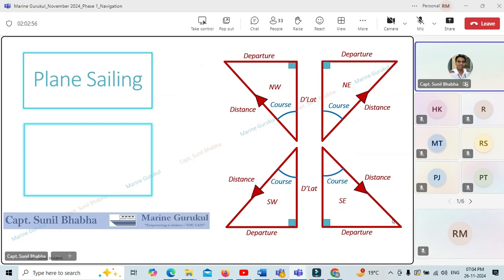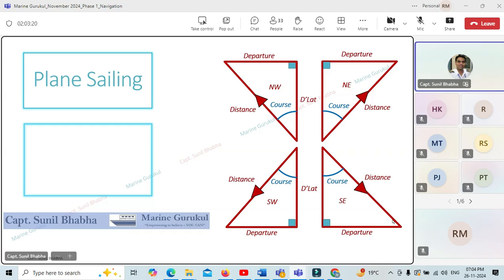Now, a couple of things to keep in mind when solving plain sailing problems. First thing to note is that we need to make different triangles for different quadrants. Depending upon the direction in which the ship is going, depending upon the quadrant in which the ship is traveling, we need to make a different triangle.